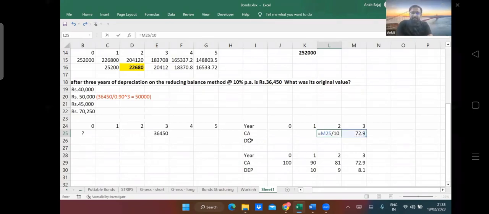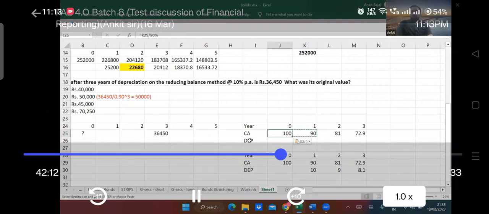We will divide this by 90%, so automatically it will get converted into 100%. So if you see here, this becomes 81. Now we are converting 72.9 into 100%. It is 90%, and now this one is 100%. Now again, for the subsequent year, 81 is going to be 90%, and to convert this into 100%, I will divide this by 90%. And every time I divide this by 90%, I will get the answer here, right?